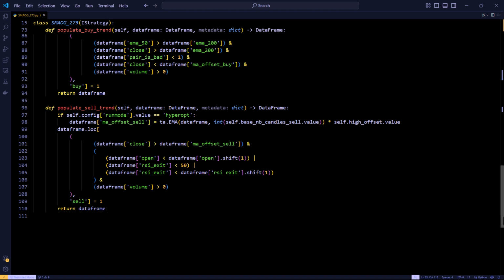And this means that the sell will also happen when the closing price is greater than the calculated sell moving average multiplied by the high offset, and one of these momentum weakening signs. So you see, it is trying to sell when the price has had a good run up, but it's starting to show signs that the upward momentum might be fading. But this is all fine and so.